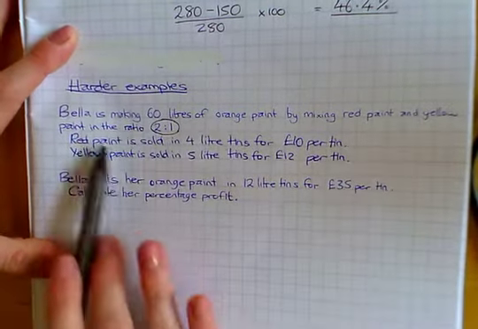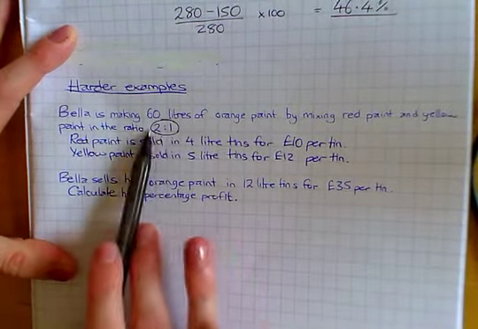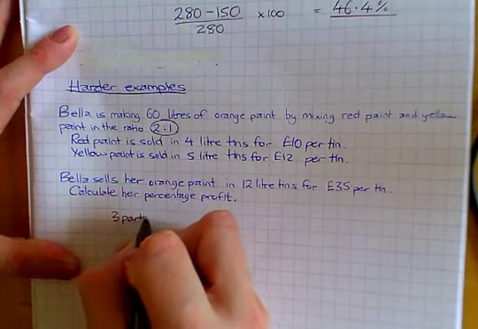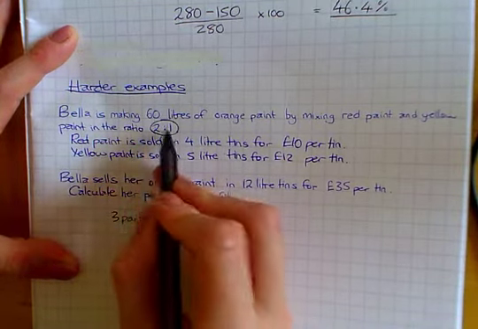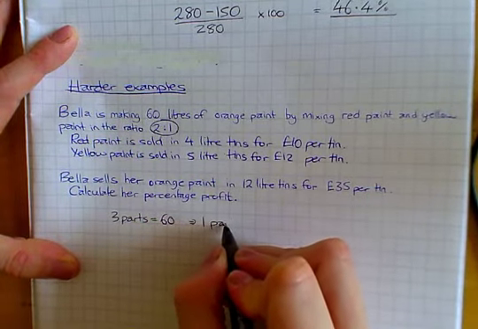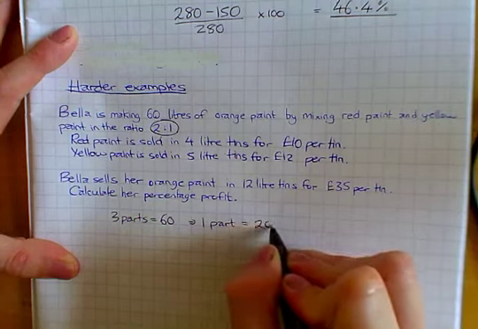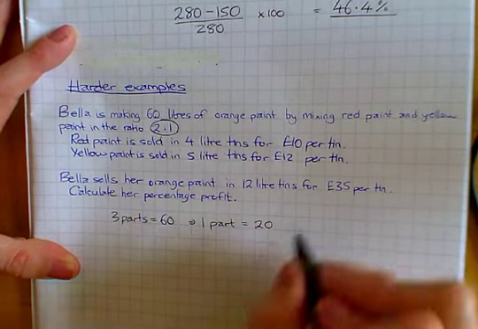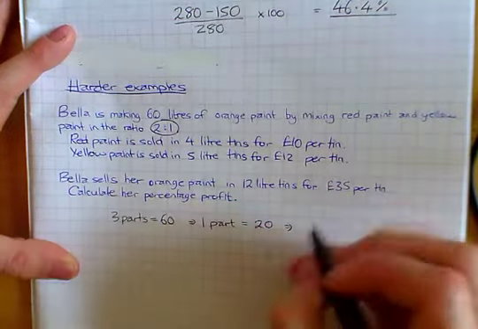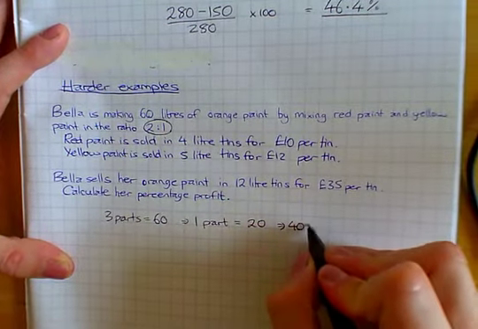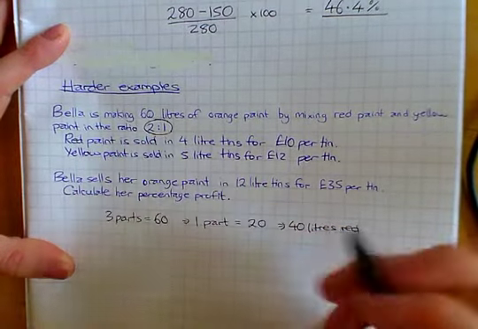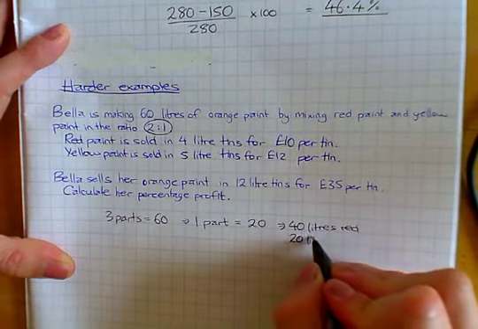So the first thing I need to calculate is how much red paint and how much yellow paint she needs. So using ratio, here we've got 3 parts of my ratio, and she's making 60 litres of paint in total. So that means that 1 part of my ratio must equal 20, which suggests that because there's 2 parts of the ratio which are red, she needs 40 litres of red paint, and 1 part is yellow, so 20 litres of yellow paint.